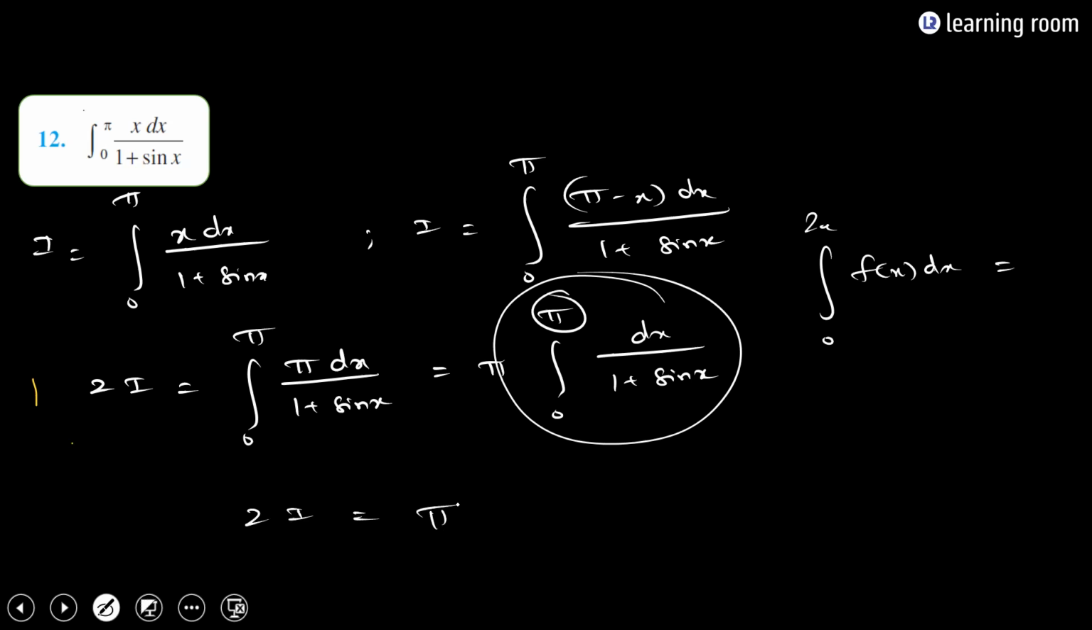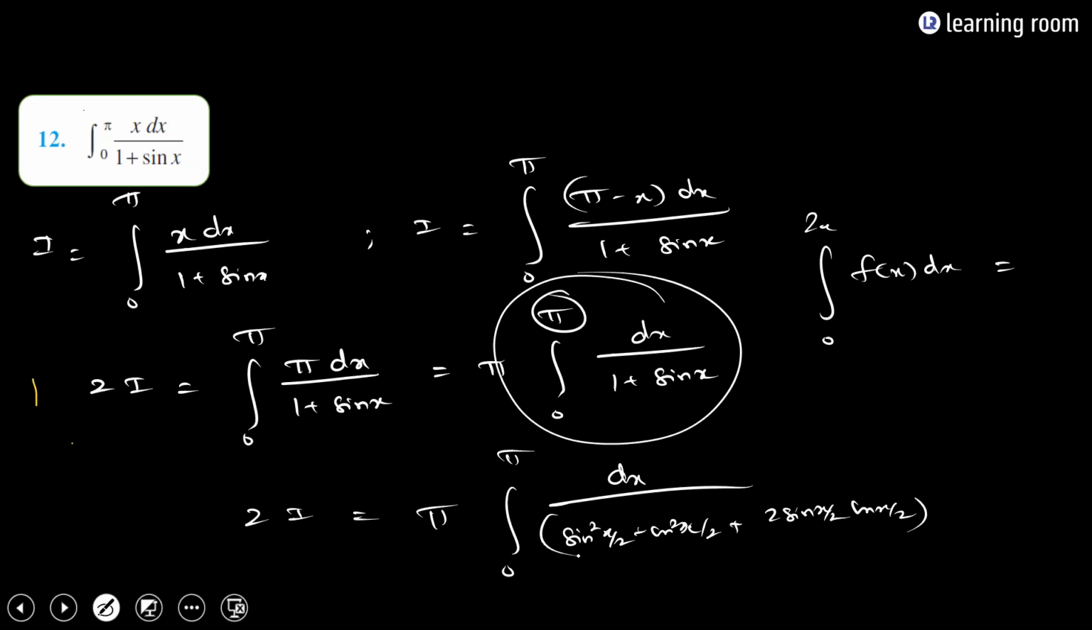So 2I, I can write it as pi into integral of 0 to pi dx divided by, this I can write as sin square x by 2 plus cos square x by 2 plus 2 sin x by 2 cos x by 2. When I do this, I get sin x by 2 plus cos x by 2 the whole square. Am I right? So I get 2I is equal to integral of 0 to pi dx divided by cos x by 2 plus sin x by 2 the whole square.